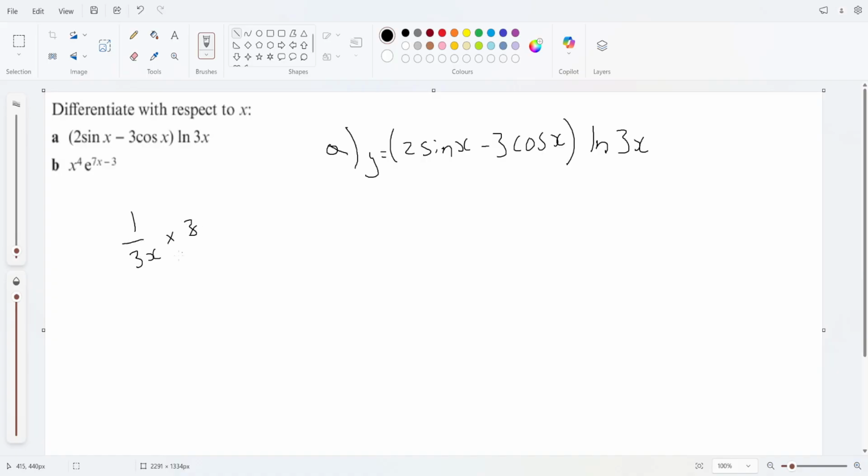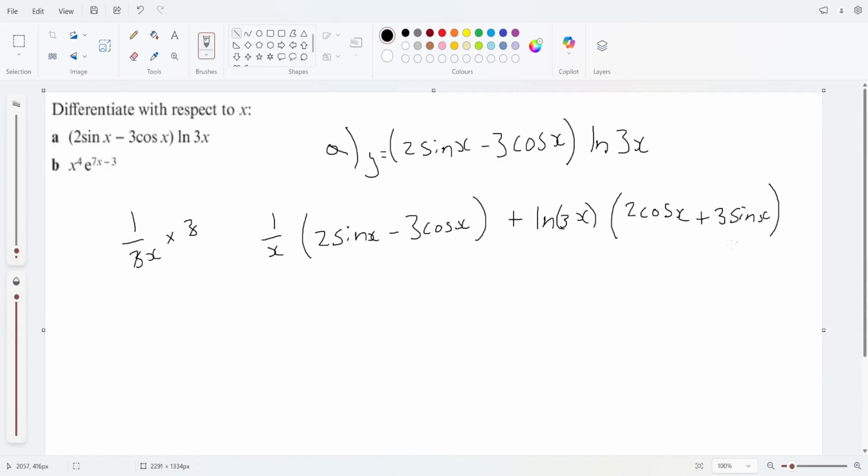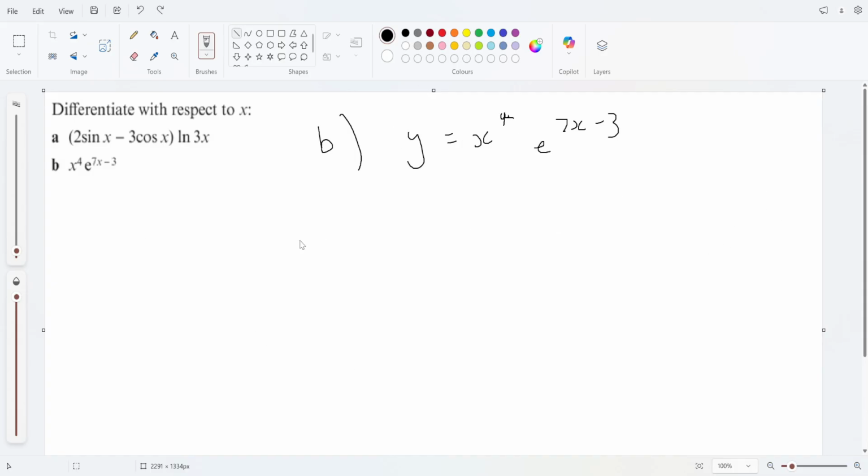So the 3's cancel out, so you're just left with 1 over x times by 2 sine x minus 3 cos x. Then you're going to cover up the ln 3x this time, so we're just going to differentiate this part and then add this part on. So differentiating this is going to be 2 cos x plus 3 sine x, and you can leave it like this, I think, unless it asks you to simplify it. Okay, so moving on to part B.